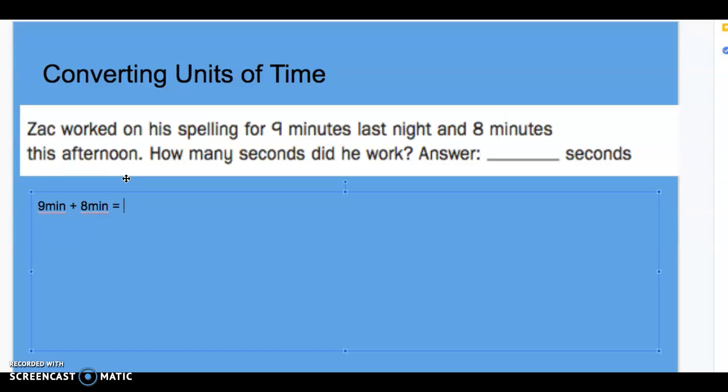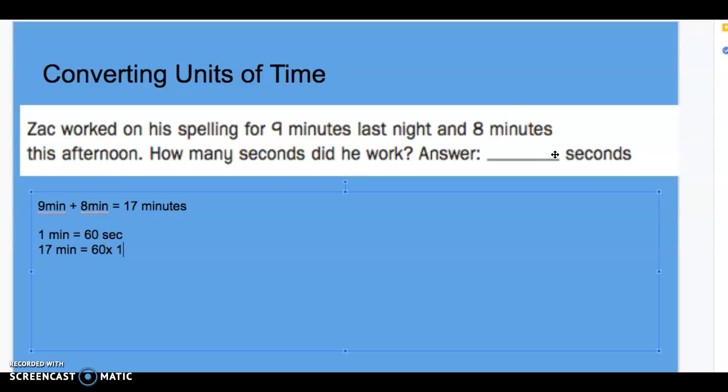That would get me the total amount of minutes that I know Zach's worked on his spelling. 9 plus 8 is 17, so I know that Zach worked for 17 minutes. But I'm not done here because my answer is asking for seconds. So now I need to move on to that last step. I know that 1 minute is 60 seconds, so 17 minutes will follow the same rules I've been following before.